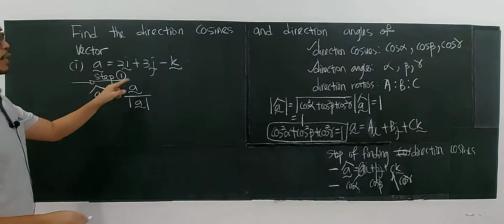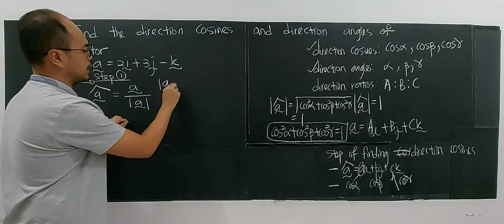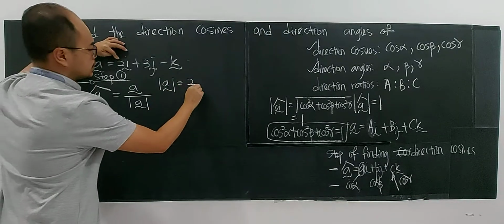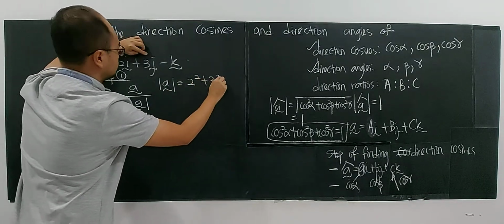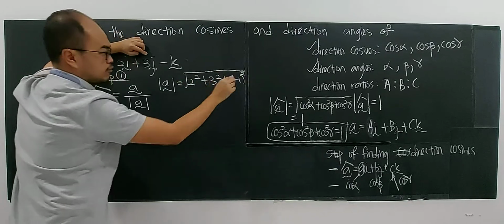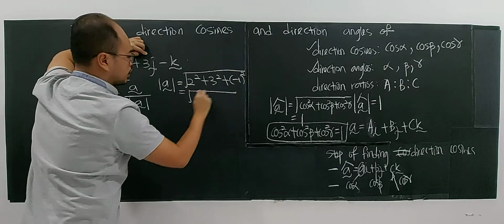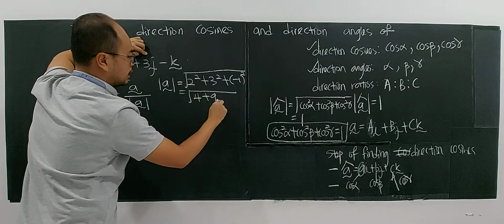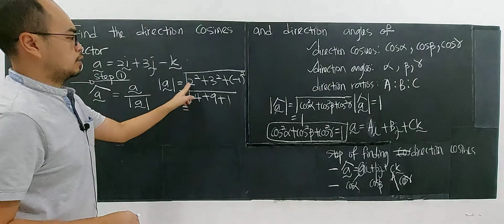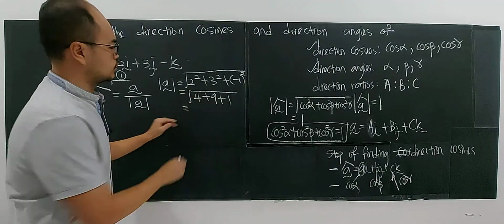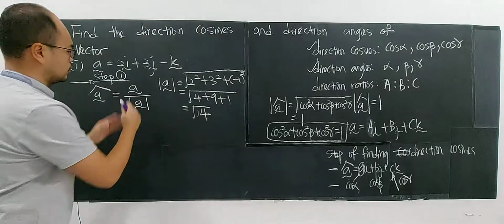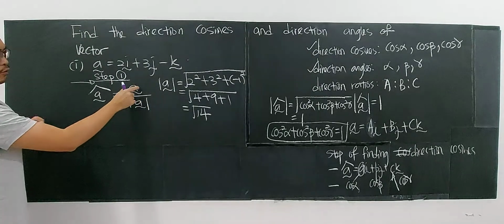So you have the vector A, then you have to find the magnitude of vector A. Magnitude is very simple: you're just taking 2 squared plus 3 squared plus (-1) squared, and then the square root. This is the way we find magnitude, right? So we have 4 plus 9 plus 1, which gives you the square root of 14. This is the length of vector A.